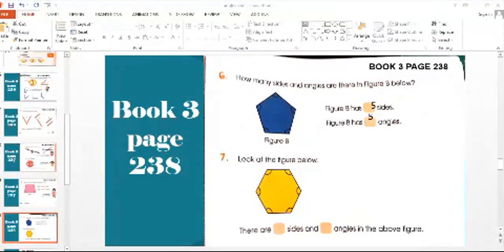For the next figure, you will just again count the angles because your teacher has already marked all the angles for you. So angles and sides numbers are mostly the same. So you will mention how many sides it has. It has, simply, 6 sides. Yes, and it has 6 angles.